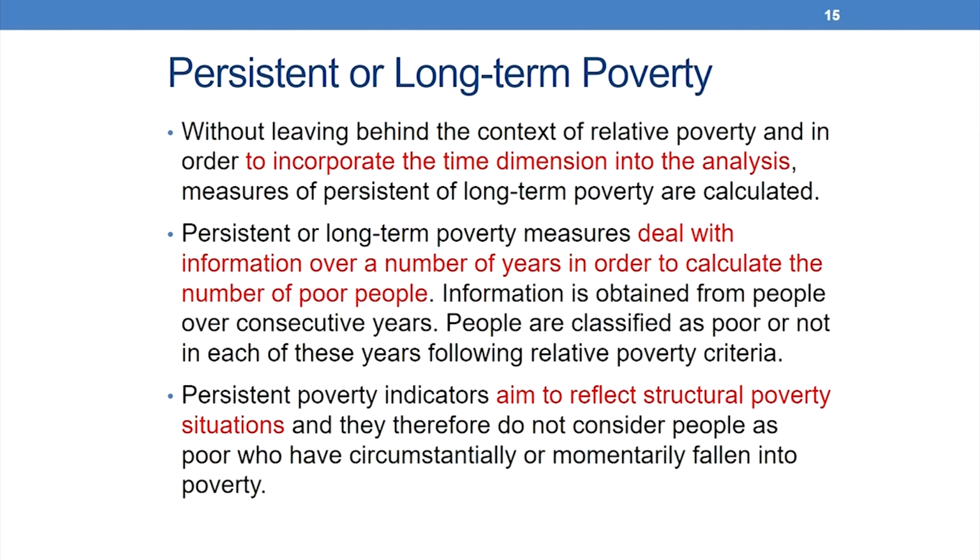So, persistent or long term poverty measures deal with information over a number of years in order to calculate the number of poor people. What happens here is information is obtained from people over consecutive years, and people are classified as poor or not in each of these years following relative poverty criteria. And the persistent poverty indicators aim to reflect structural poverty situations, and they therefore do not consider people as poor who have circumstantially or momentarily fallen into poverty.